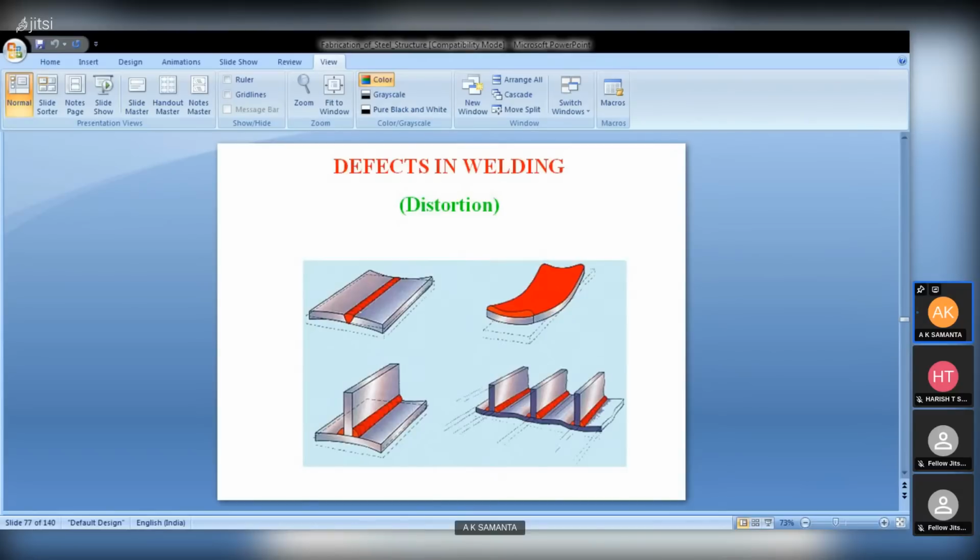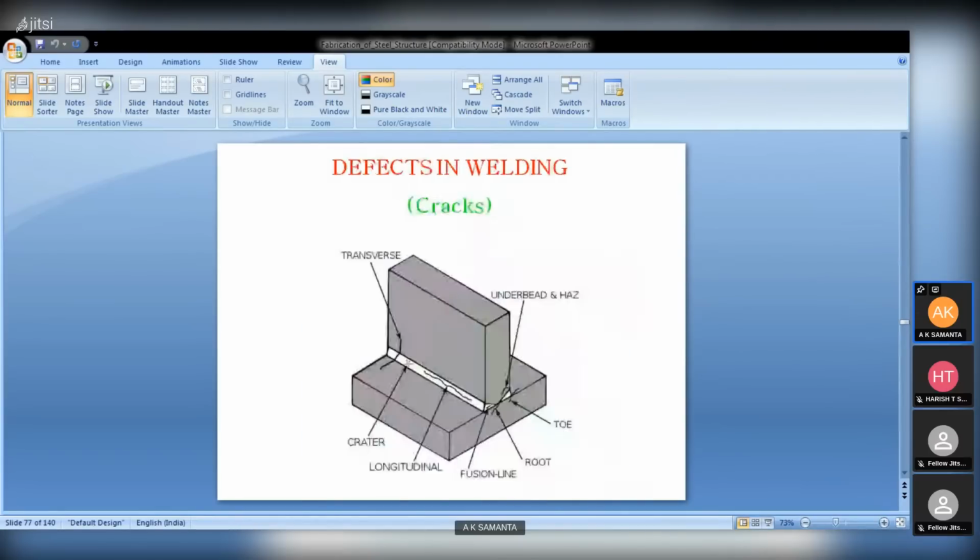Now another is distortion. Before welding and during welding you will not find anything. After welding, when shrinkage takes place or when the weldment cools, this type of defect is created. So that's why welding should be done inside the workshop in a controlled environment. If we go to the site, it will create problems.